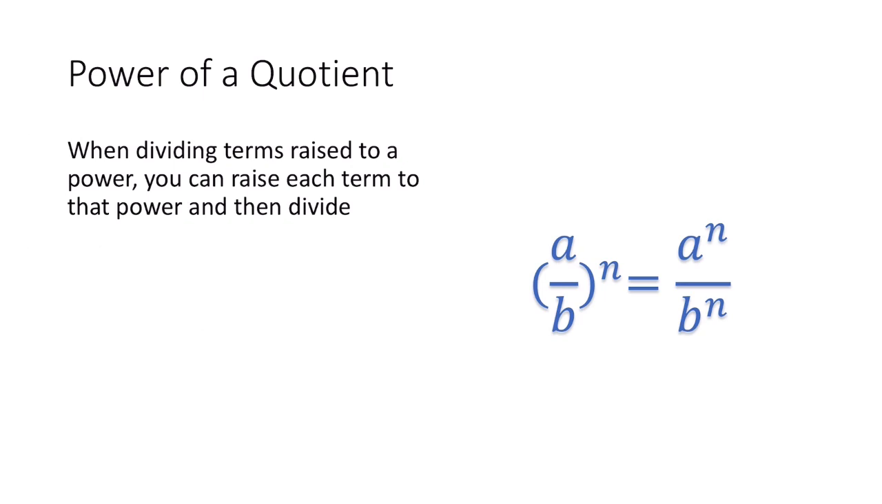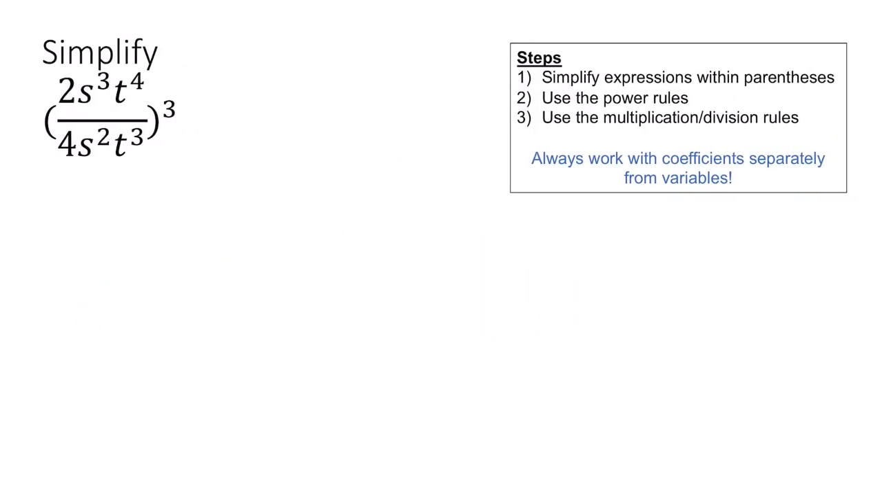So we can also have the power of a quotient, just like we had the power of a product. So when you have something being divided and you're raising it to a power, that power will distribute to everything that's within the quotient. So let's try simplifying this. So if we're going to simplify this expression, you can see that everything is being raised to the third power. So that third power is going to go to every single term that is within that quotient.